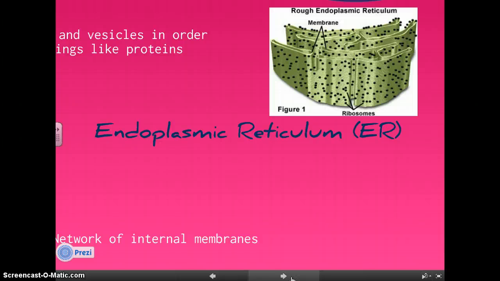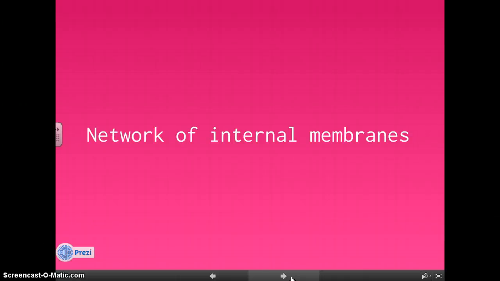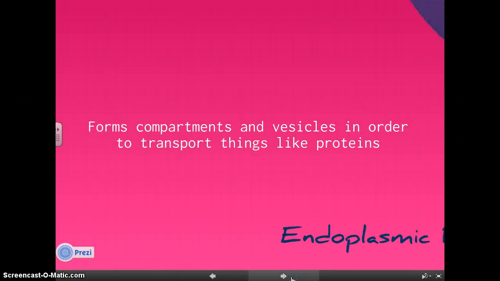The endoplasmic reticulum, also called the ER. There are two types of ER. There's the smooth ER, which is ribosome-free, and there's the rough ER, as you see in the picture, which is dotted with ribosomes. It's basically a network of internal membranes, so folded membranes that kind of stack on top of each other. And they form compartments and vesicles to transport things like proteins. So once a protein is made, the ER is going to package it and move it to wherever it needs to go.